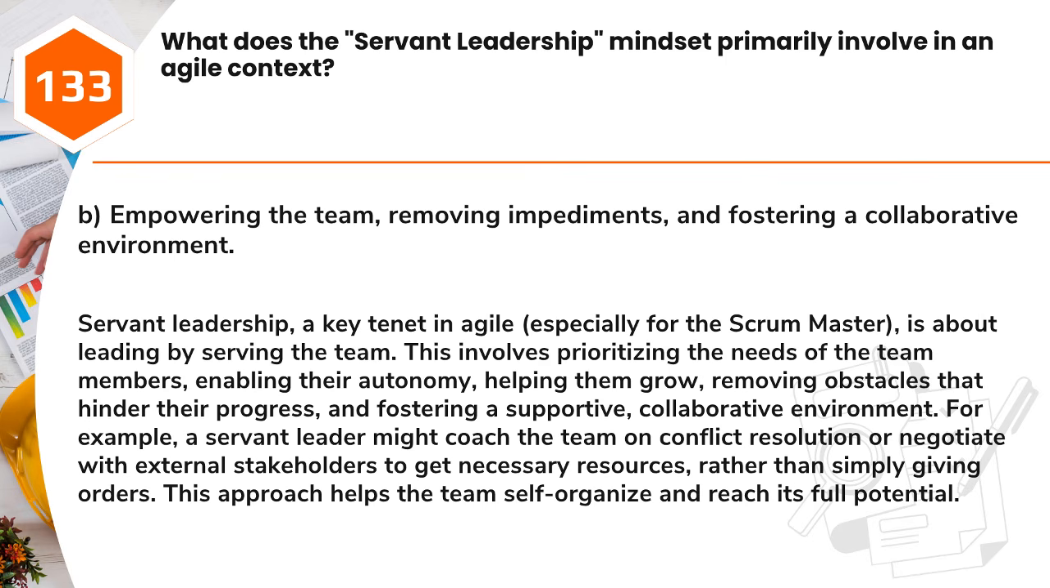Answer: B. Empowering the team, removing impediments, and fostering a collaborative environment. Servant leadership, a key tenet in Agile, especially for the Scrum Master, is about leading by serving the team. This involves prioritizing the needs of the team members, enabling their autonomy, helping them grow, removing obstacles that hinder their progress, and fostering a supportive, collaborative environment. For example, a servant leader might coach the team on conflict resolution or negotiate with external stakeholders to get necessary resources, rather than simply giving orders. This approach helps the team self-organize and reach its full potential.